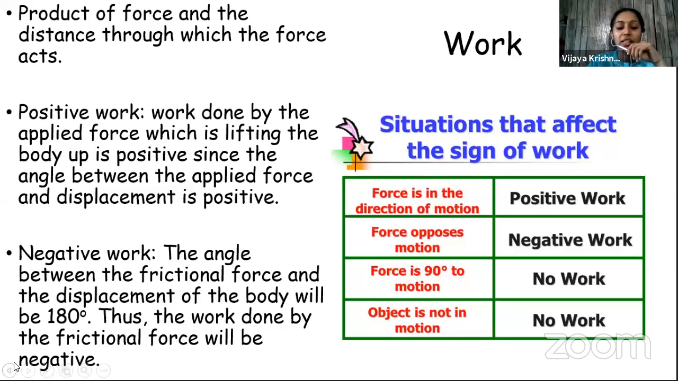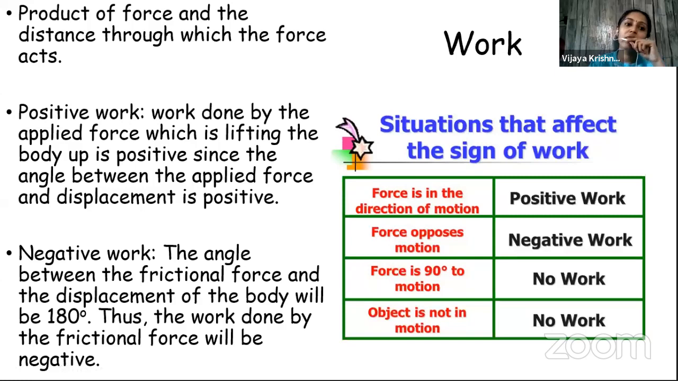An example of negative work is the frictional force. The frictional force happens in the opposite direction of the force that you're going to apply. Now here the displacement is to stop the body in motion and hence negative work. Now in positive work, the displacement happens in the direction of the force, making it positive. Now when force is applied at 90 degrees to a motion, or when the object is not in motion, there is no work that is happening.